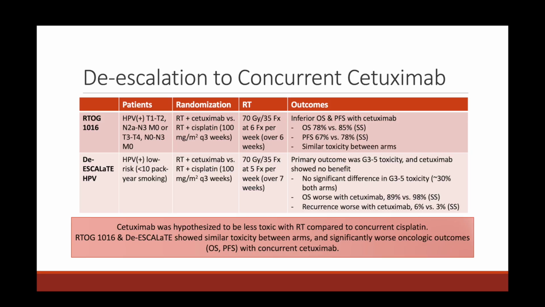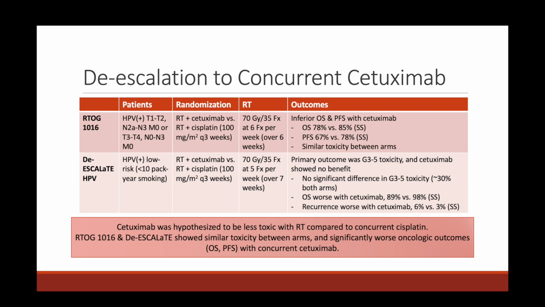So we can start by looking at the first sort of wave of negative studies for de-escalation. And these are studies that we did briefly mention in our general principles talk as well: RTOG 1016 and the de-escalate HPV trial. Both of these trials tried to replace concurrent cisplatin with radiation, which we know to be quite toxic at times, with cetuximab, which is an EGFR inhibitor, with the idea that cetuximab might be easier on patients, might be less toxic. And both of these trials enrolled HPV positive patients.